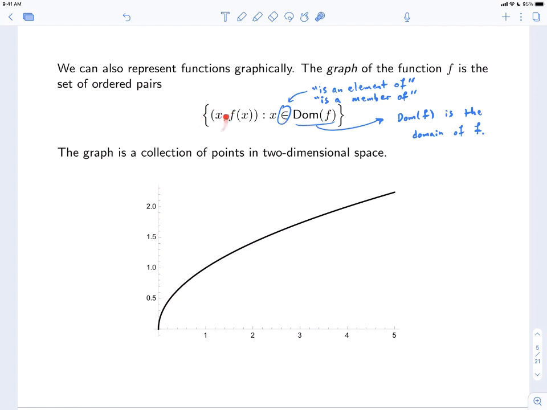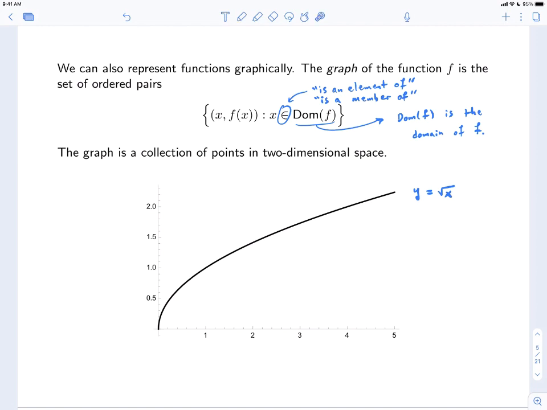So the domain of f gives you your input values. So you put the input value first, and then the output value comes next. So this is a collection of pairs, the input and the output. And this gives you a graph in two-dimensional space, as you can see here. So here we're graphing the square root of x, or the positive square root. So we often denote this by writing next to the curve y equals the square root of x.